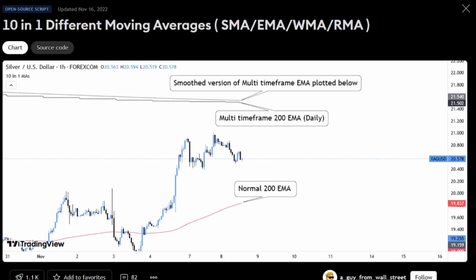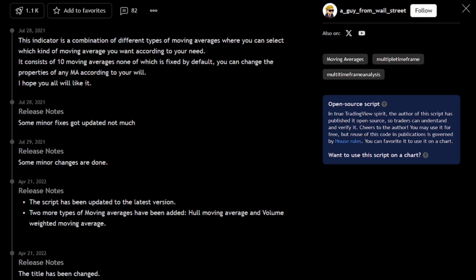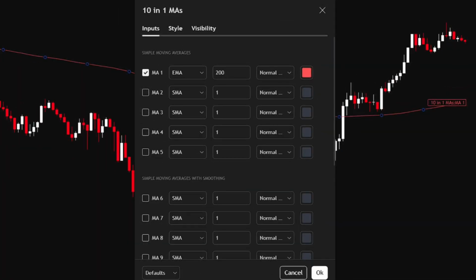This incredible indicator combines different moving averages, allowing you to select the perfect type based on your trading needs. You'll notice that there's already a default 200 exponential moving average, or EMA, on the chart. But we're going to need a little more firepower to get the most out of this strategy. So let's open the indicator settings window and tweak the settings a bit.